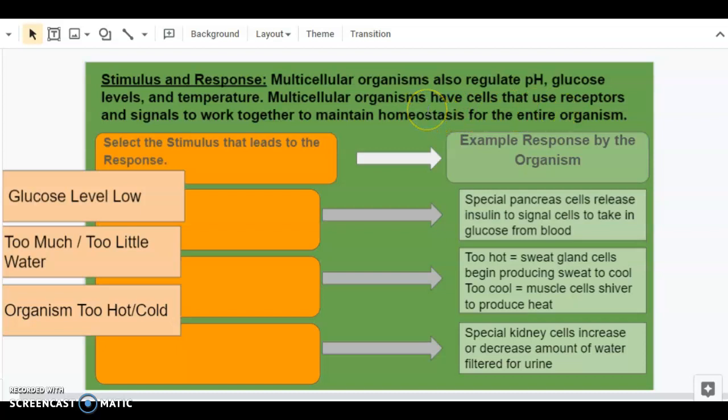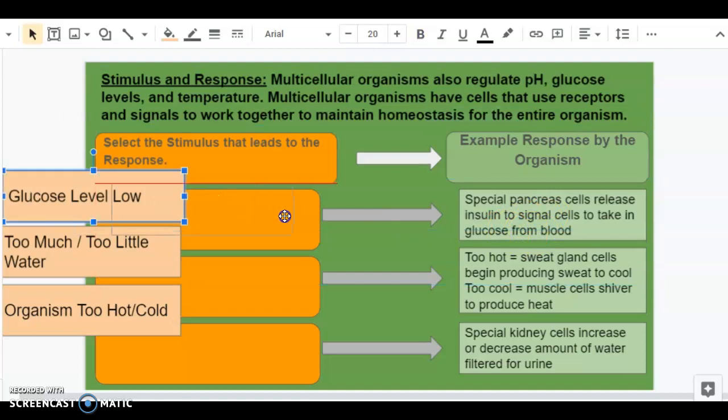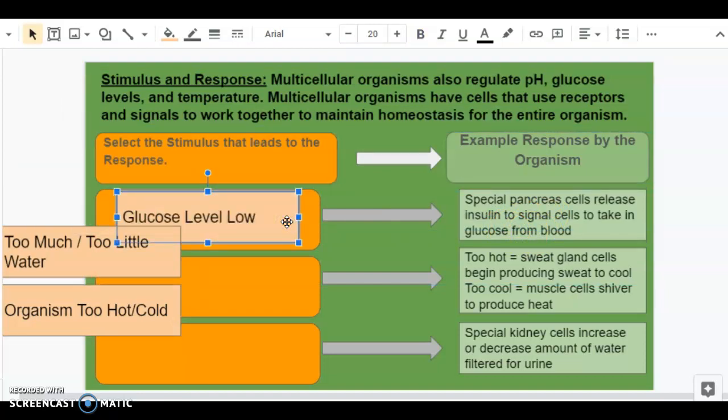So this is a larger cell system, as we've studied previously, than a single cell, but it's going to use the same basic mechanisms. Let's take a look. Why would special pancreas cells release insulin to signal other cells in the body to take in glucose? Well, that might be because the glucose levels are low. So the stimulus is the low levels of glucose. Why would sweat glands begin to produce sweat in order to cool down the multicellular organism?